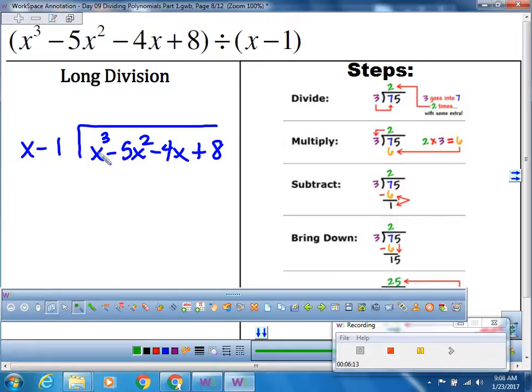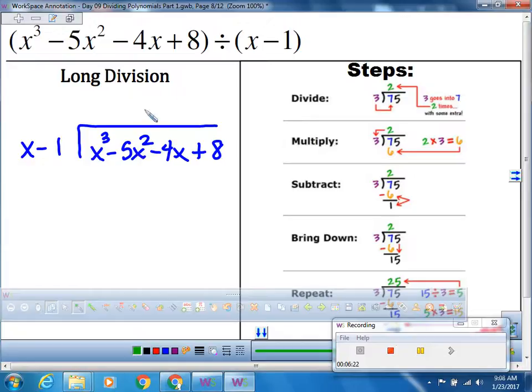x goes into x cubed how many times? x squared. I'm going to write x squared in the x squared column, right here. And I'm going to multiply by my first place first. x squared times negative 1 is negative x squared. x squared times x is x cubed. Okay, you guys, I don't want you writing right now. I'll give you a chance to copy it all down. Just watch what I'm doing.